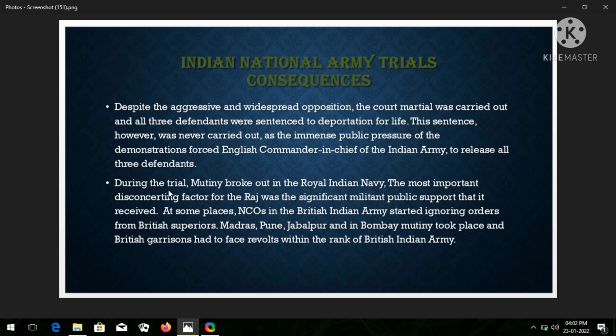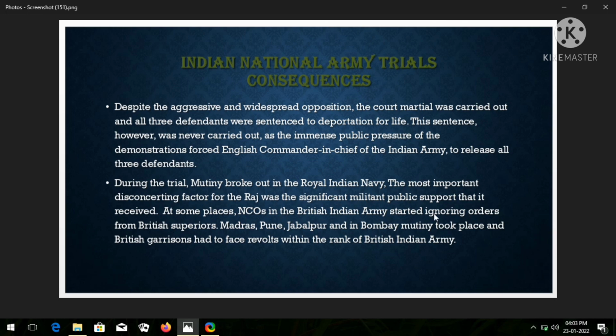Let's go through this. During the trial, mutiny broke out in the Royal Indian Navy. Mutiny means revolt or rebellion, you can call it. As I told you earlier, within the Royal Indian forces some rebels emerged. And the most disconcerting, the most unpleasant factor for the Raj was the significant public support for the militants that it received at some places. You cannot call them militants, but here you can call them freedom fighters, right? The public were supporting freedom fighters.